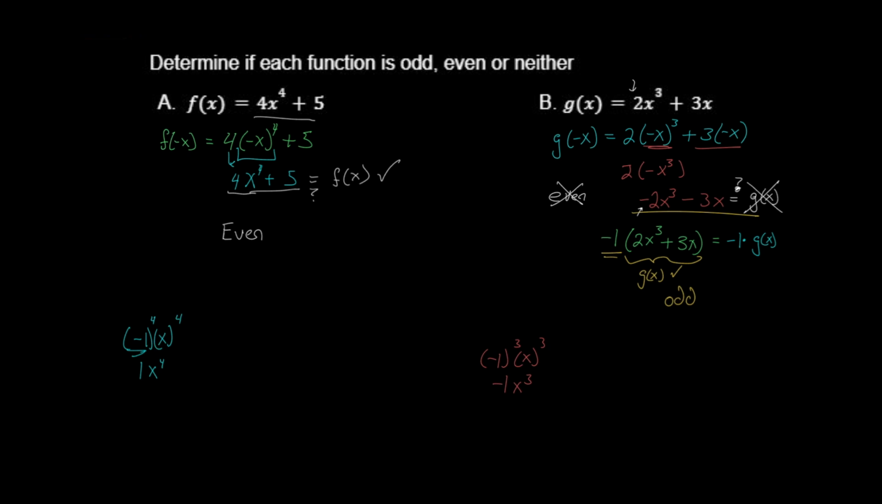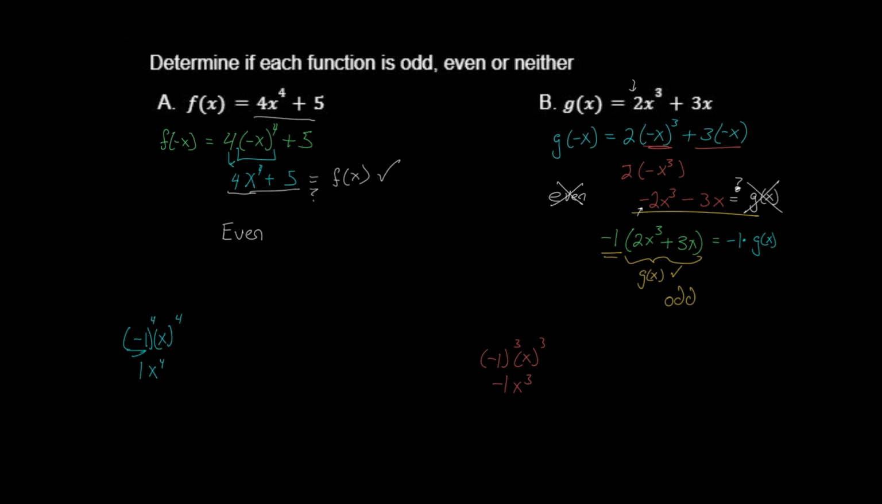Instead, we would have to pull out negative 1, and then we would see that it's negative 1 times the original function. If it is neither even nor odd, if you factor the negative 1 out and it's still not the original function, then it's simply just neither.